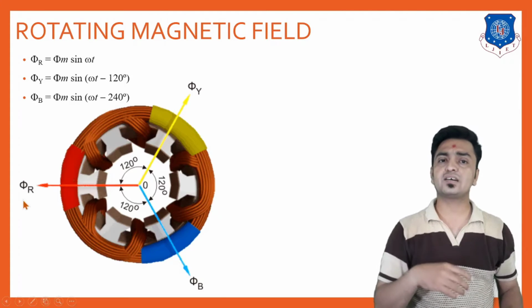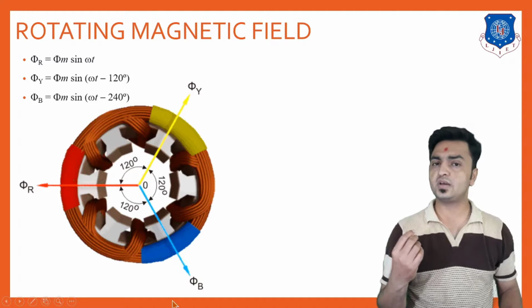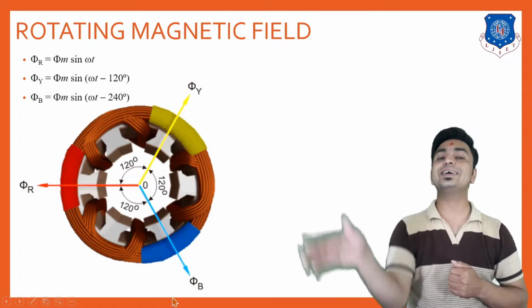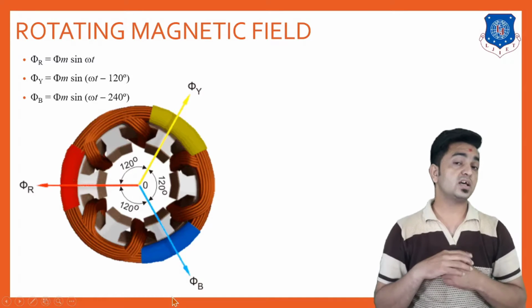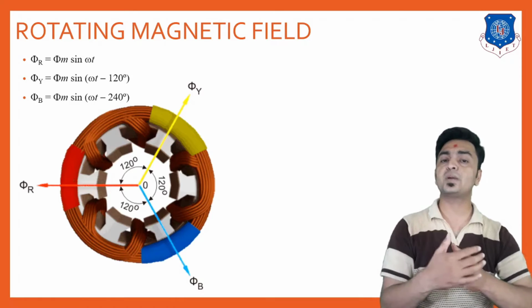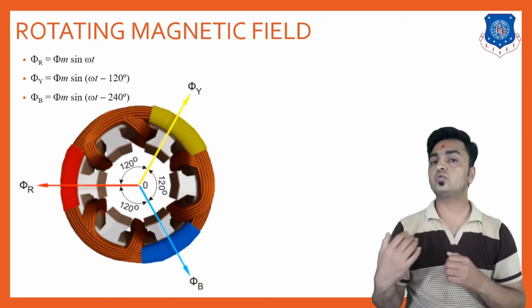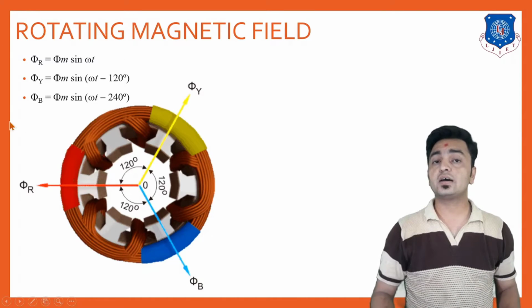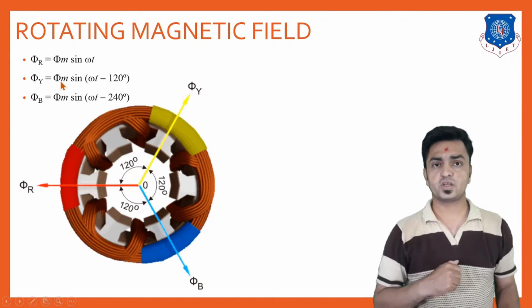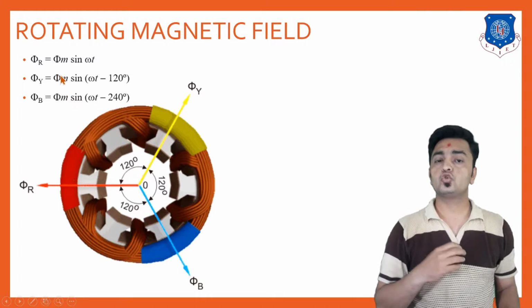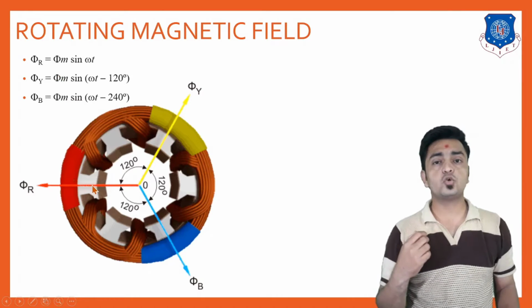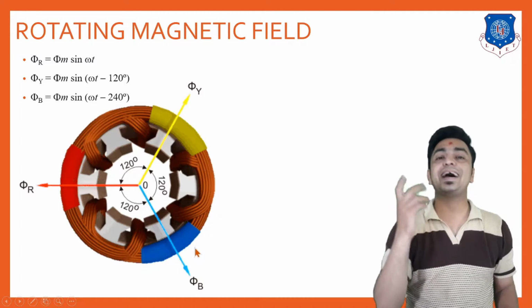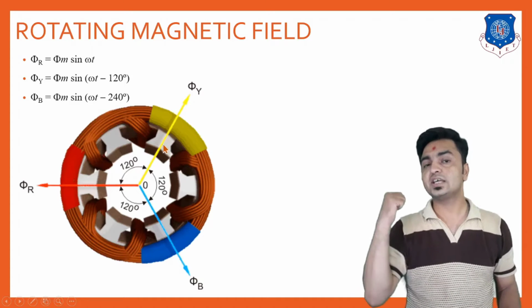So these three vectors R, Y and B represent the three component fluxes produced by the three individual phases. As we provide the three-phase supply to these three windings, the flux that will be generated has equations as given here. When these three fluxes are generated, they can be defined by these three equations.